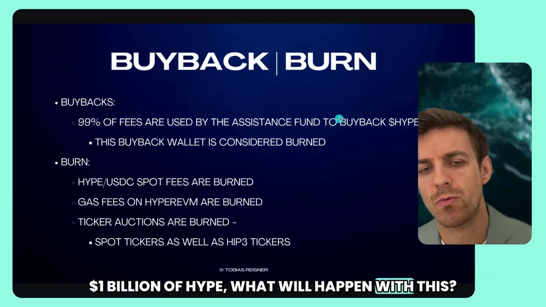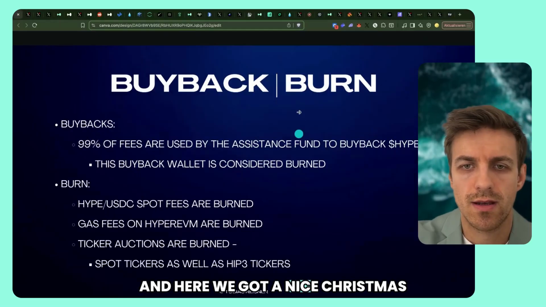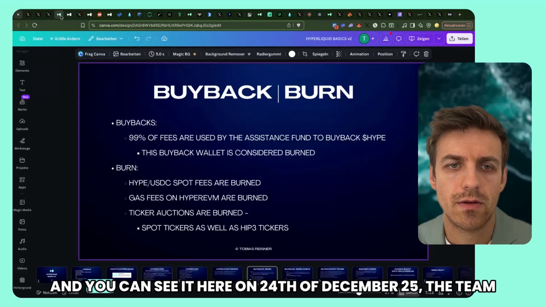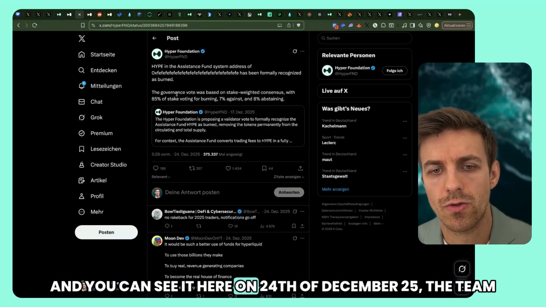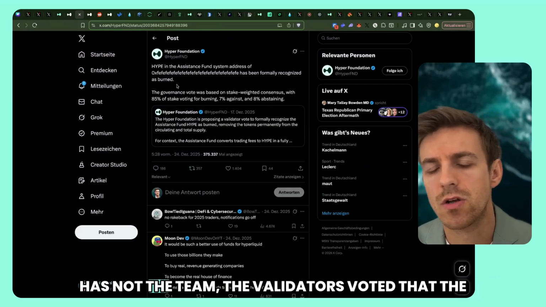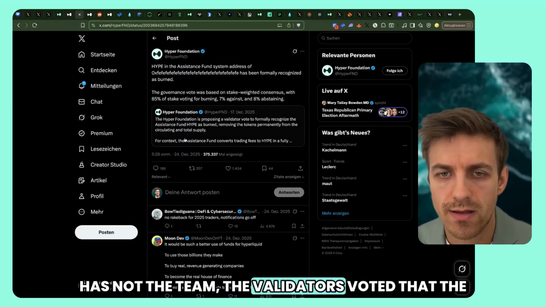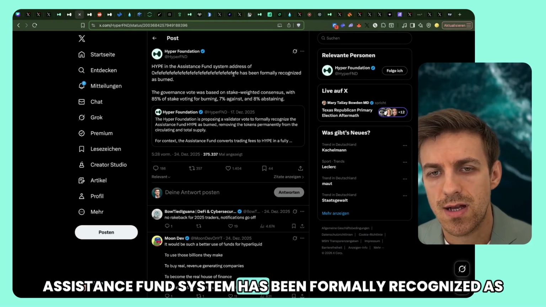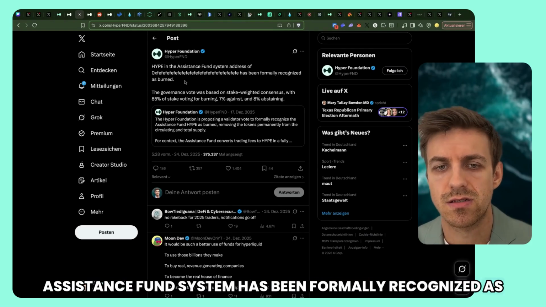What will happen with this? And here we got a nice Christmas present from the team. And you can see it here on 24th of December 25. The validators voted that the assistance fund system has been formally recognized as burned.